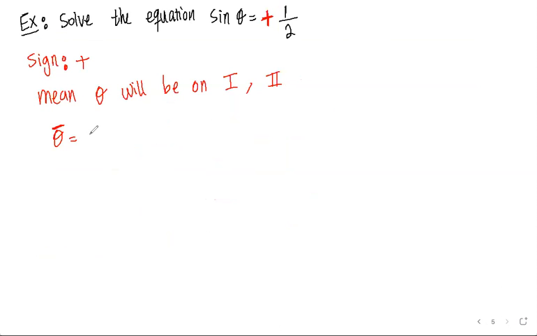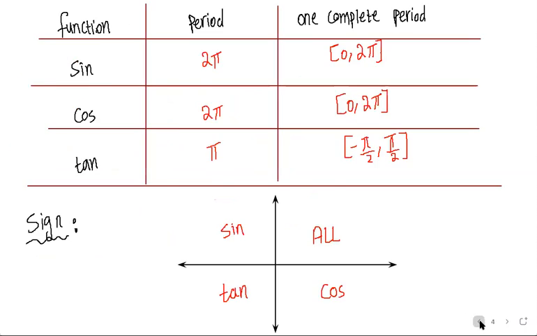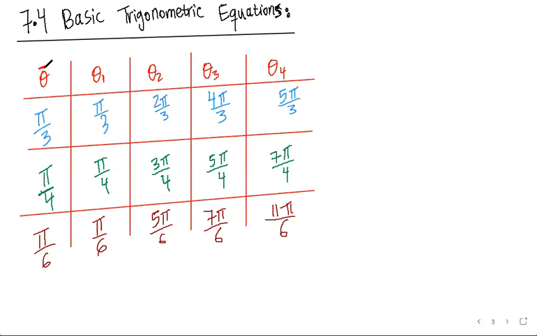So the theta reference here I can set is pi over 6. This is the first step, second step. So theta reference is pi over 6. Go back to the table. Which angle has the reference pi over 6? It's in the first quadrant, so this one, and in the second quadrant, this one. So I'm going to pick this angle and this angle.